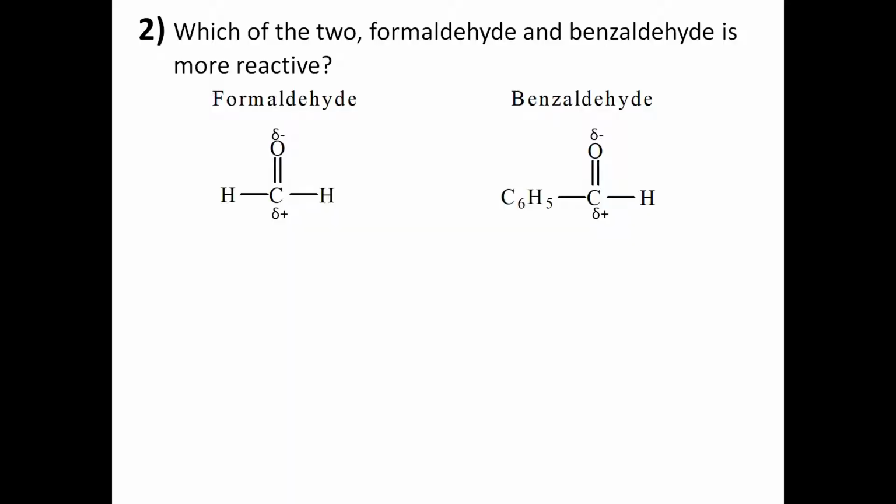Now let's discuss another example. Which of the two, formaldehyde and benzaldehyde, is more reactive? So this is formaldehyde, this is benzaldehyde. Now we have seen that the more the partial positive charge density on the carbonyl carbon, the stronger is the electrophile and hence more reactive, because the attack of the nucleophile at the carbonyl carbon will be fast. Okay. So now compare the two.